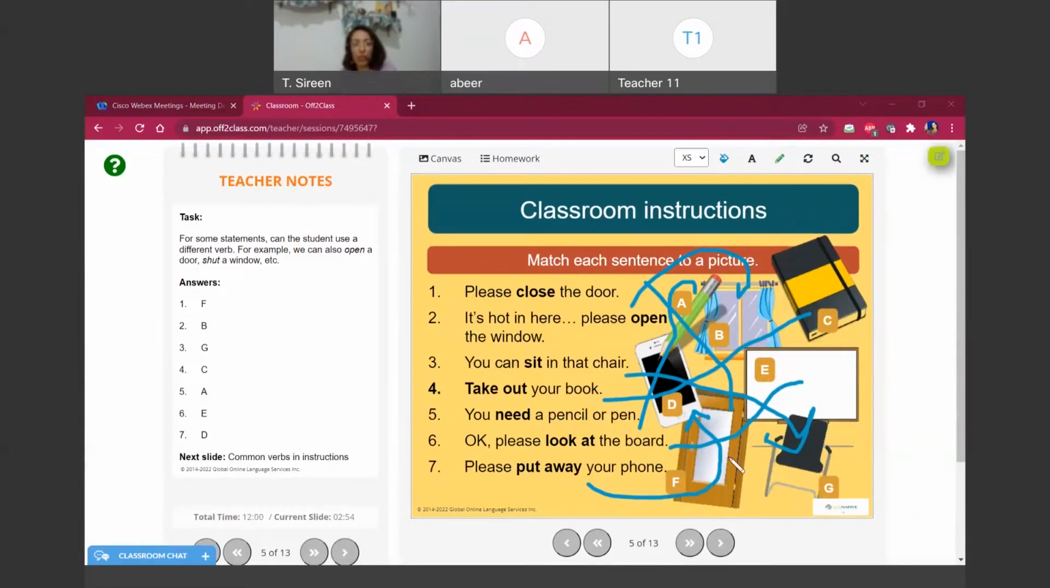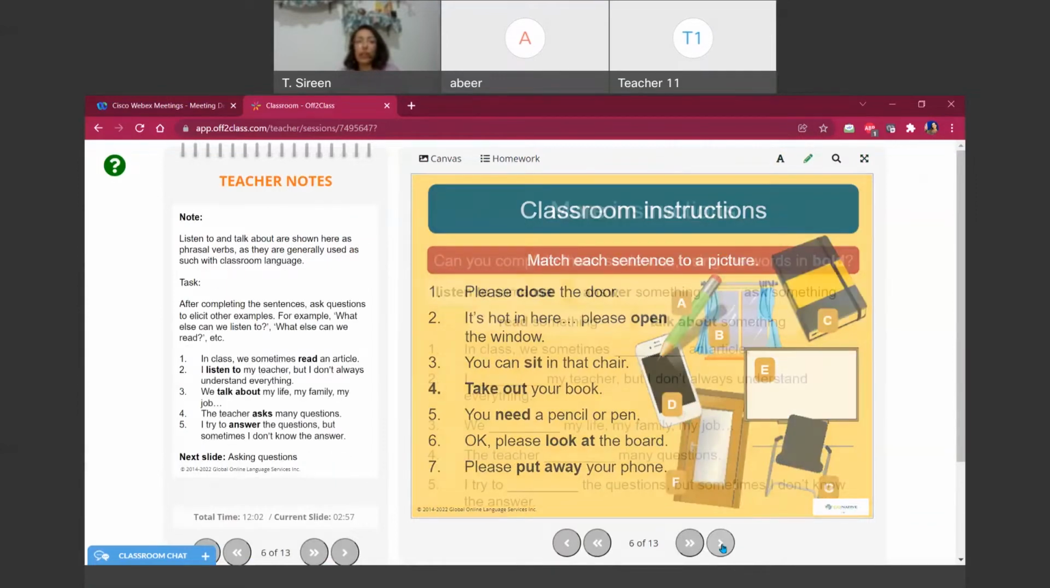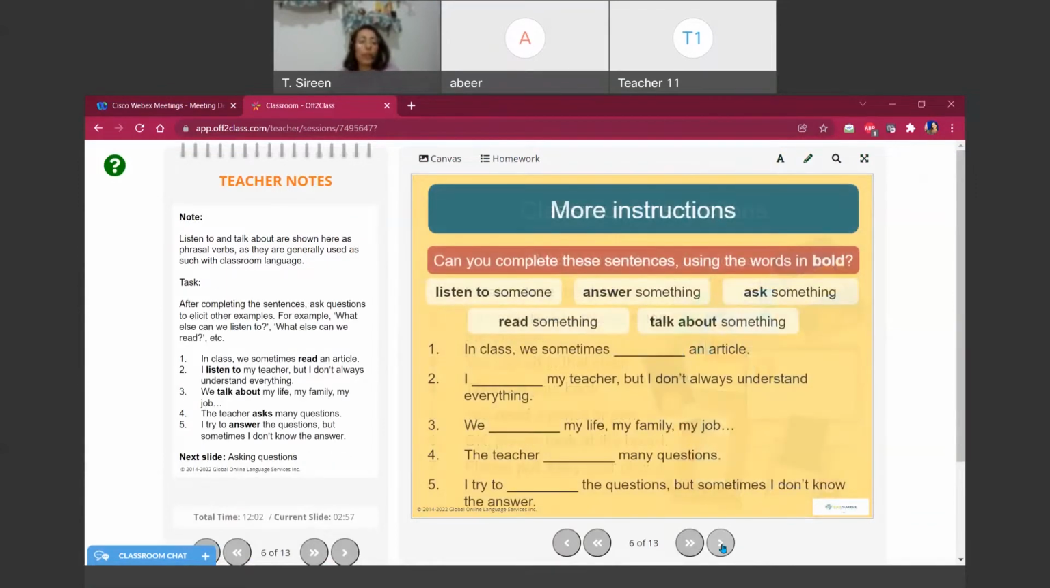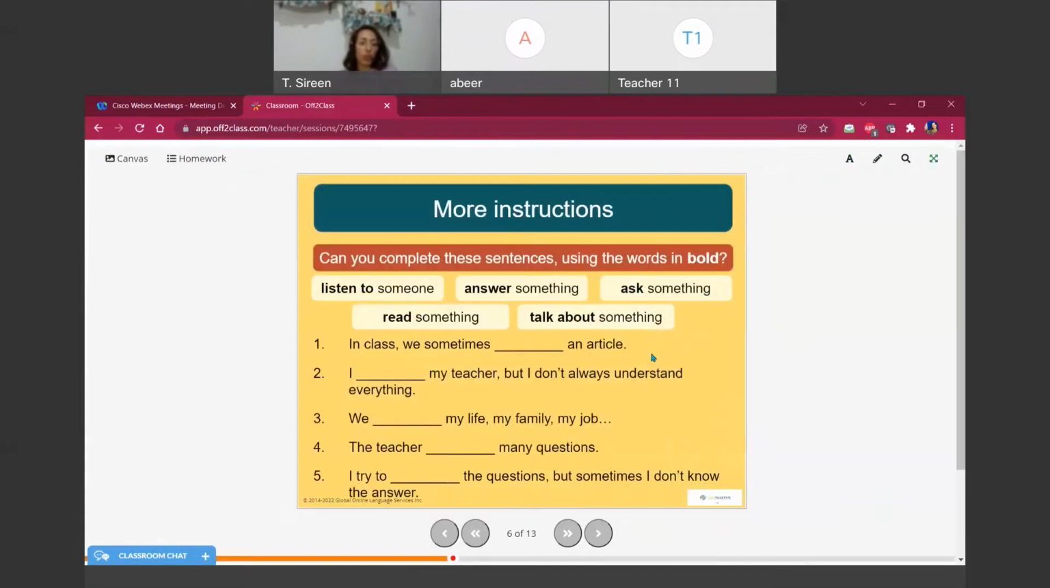Yes. Did you capture it? Okay, let's continue now. So here, can you complete these sentences using the words in bold? Let's try to see how we can use these words. I want you to read the sentences and try to put each one in the right place. Okay? For example, the first one. Here in the box we've got listen to someone, answer something, ask something, read something, and talk about something. So we're going to apply each verb in the right place.